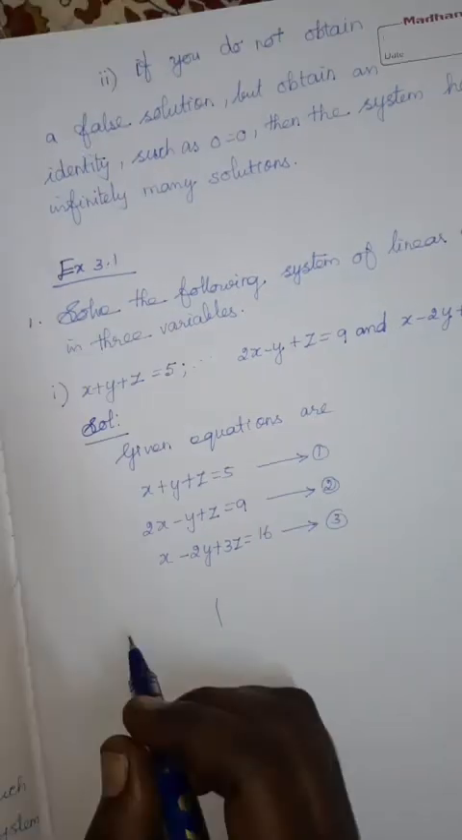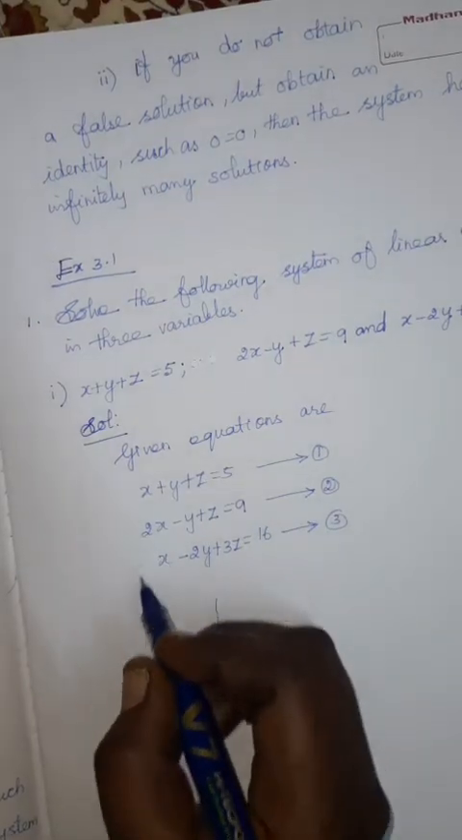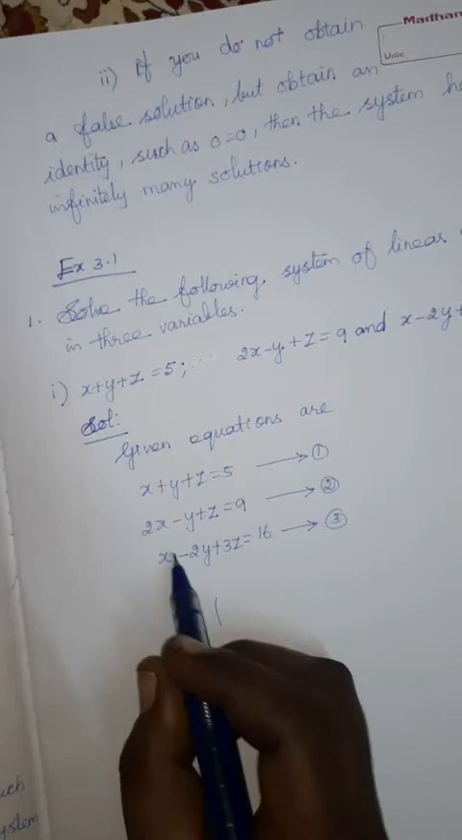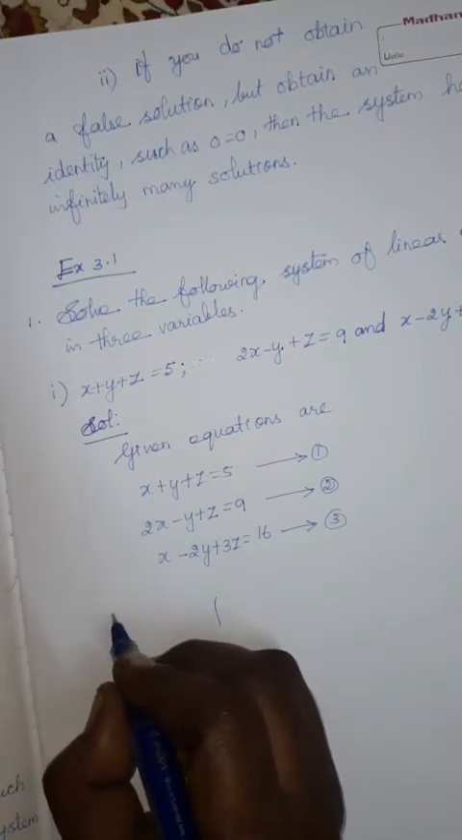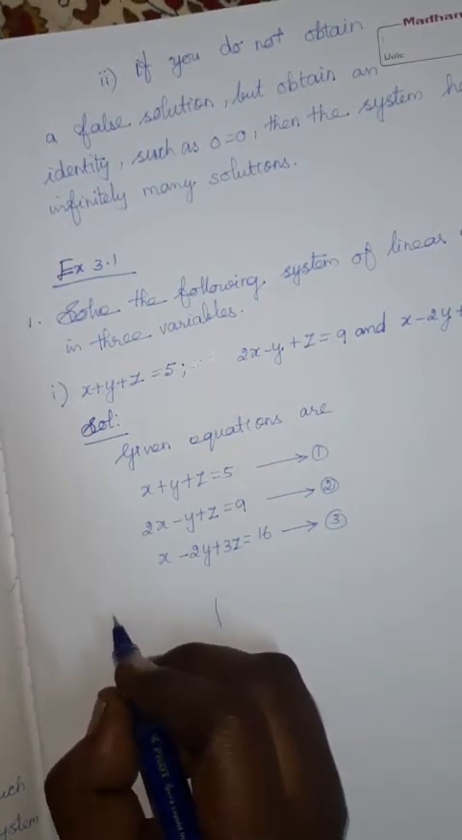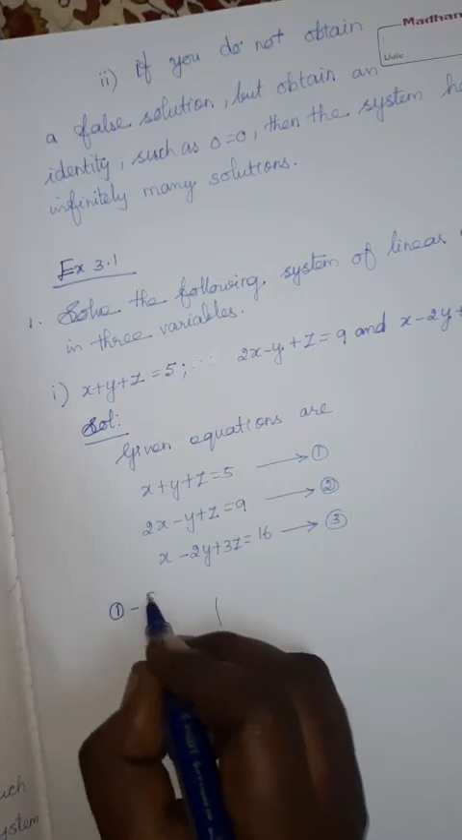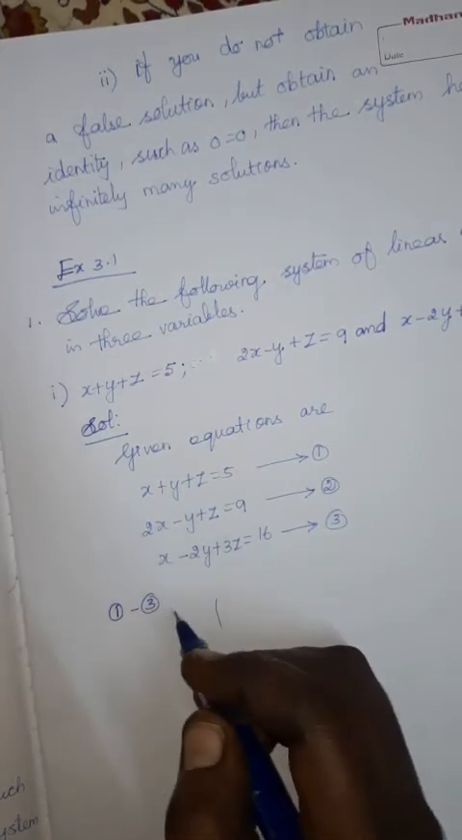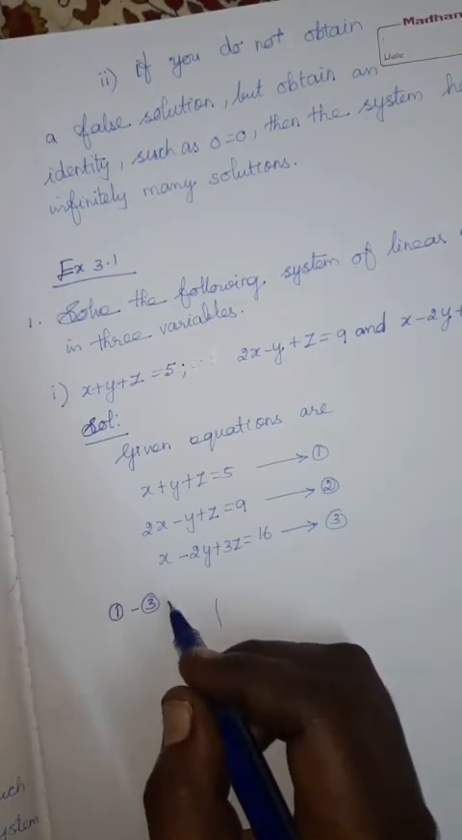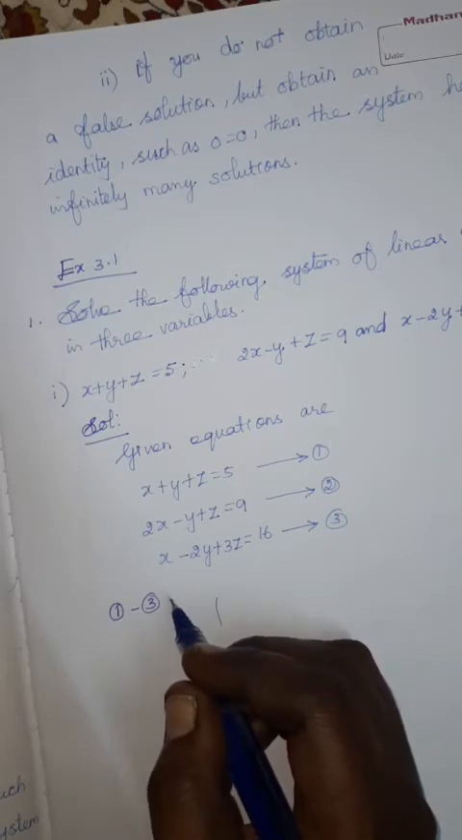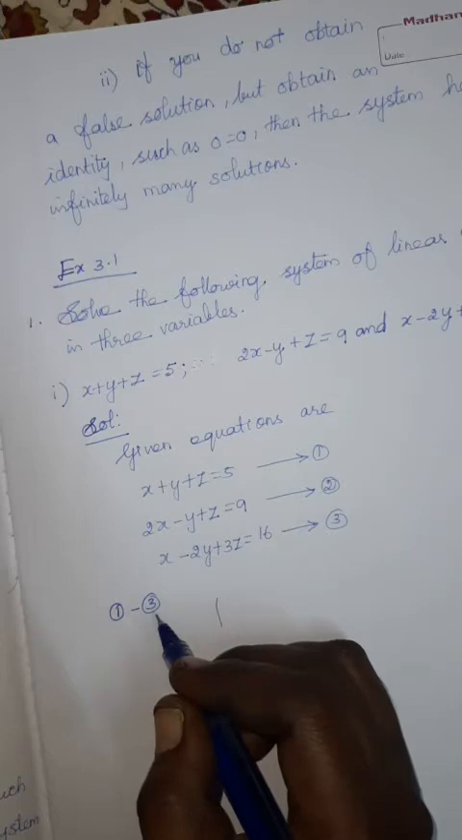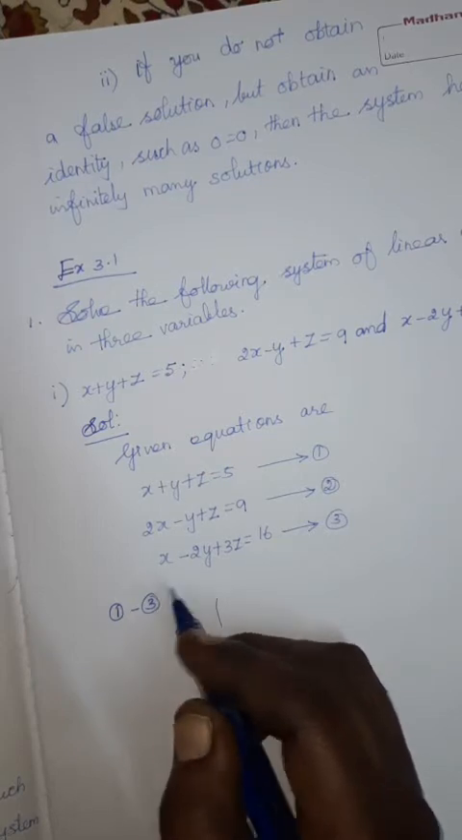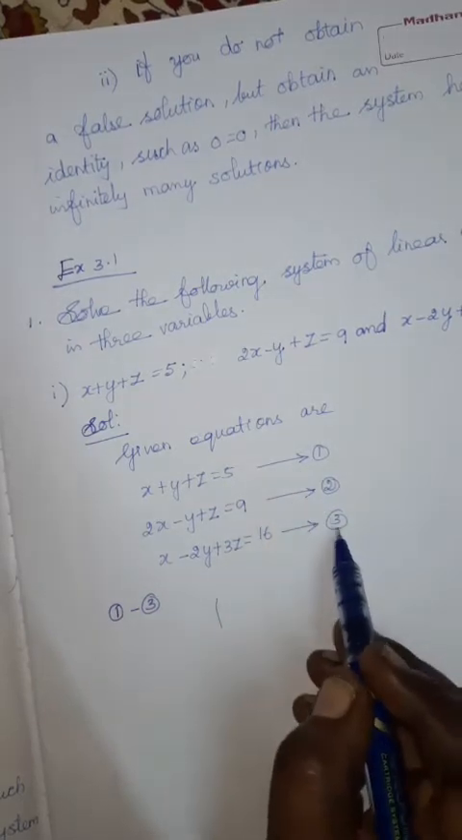Okay. Here I am going to eliminate the x coefficient from the first and third equation. So equation 1 minus 3. Since the coefficients are same, from anyone you can subtract the other one. If the coefficients are different, when you do the subtraction, better you make the positive coefficient. Okay, it is not compulsory. Now equation 1 minus equation 3.